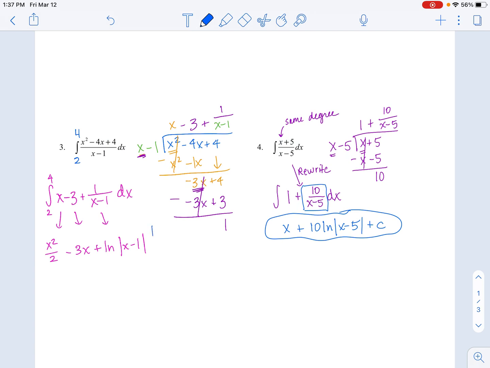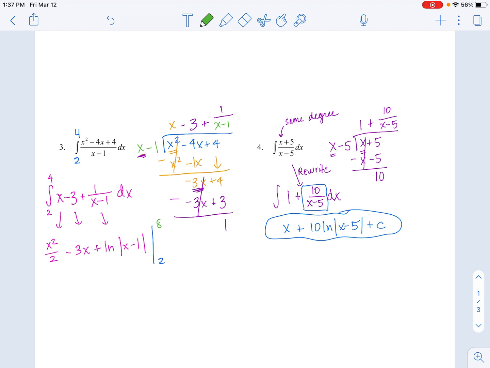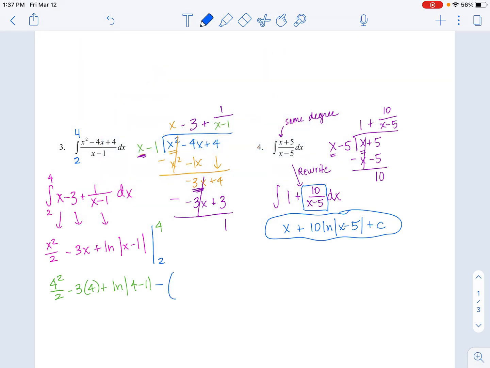So that's the antiderivative. And then remember, I'm still figuring out what the value of that integral is from 2 to 4. So now I'm going to have to plug in all these numbers and see if I can get this right. So actually, let's make this top number green. I'm going to plug in the 4 first. So this is 4 squared over 2 minus 3 times 4 plus ln of 4 minus 1. And then I'm going to subtract in parentheses, like I'm going to put that 2 everywhere. So 2 squared over 2 minus 3 times 2, and then plus ln of absolute value of 2 minus 1, close parentheses.